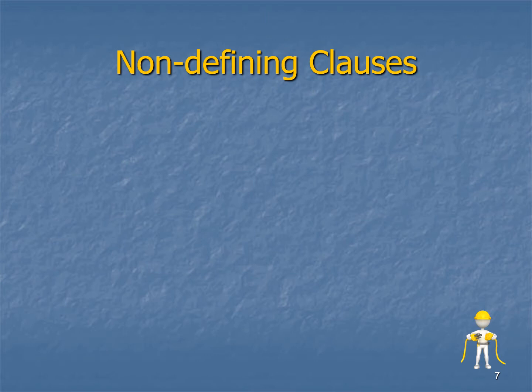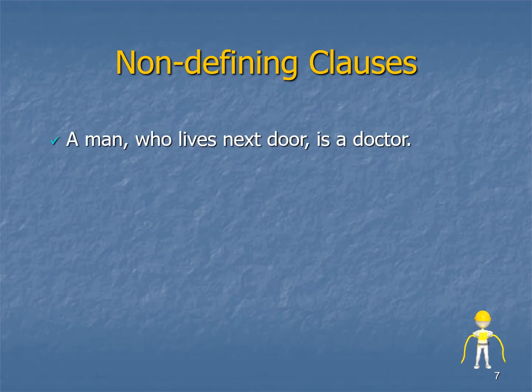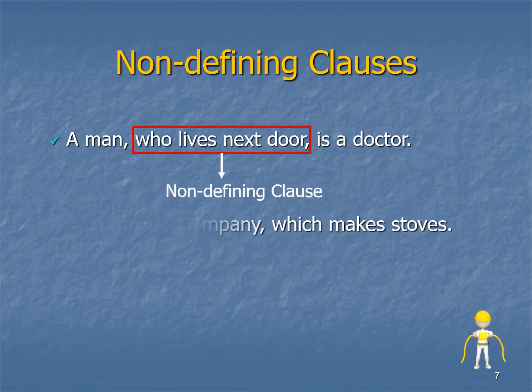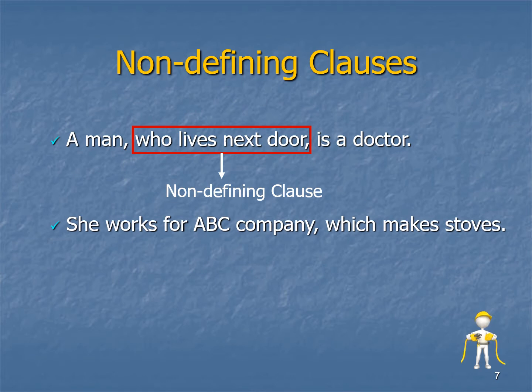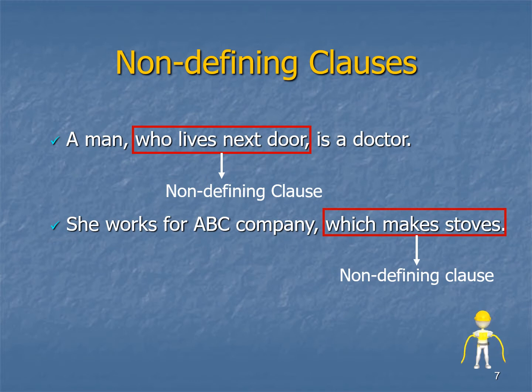Okay, we can move to non-defining relative clauses. You can see the example: a man who lives next door is a doctor. So from where to where do we call the non-defining relative clause here? Who lives next door is the non-defining clause. The second example: she works for ABC company, which makes stoves. Which makes stoves is the non-defining clause.